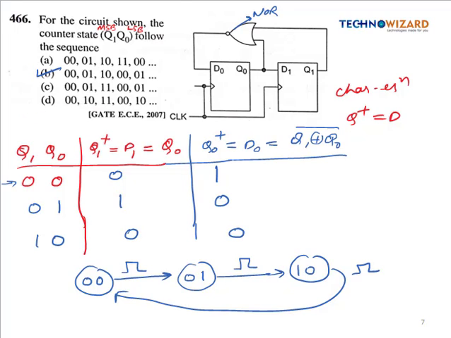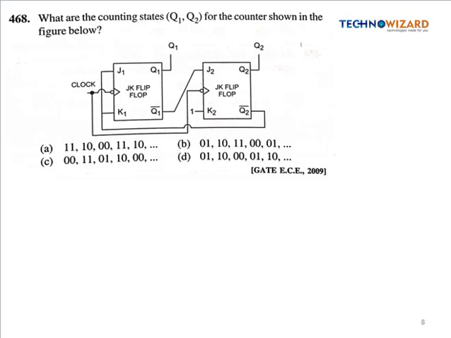Now the next question is also a similar question, but now only the flip-flop has changed. Earlier we used the D flip-flop, now in this question we are using the JK flip-flop. So what are the counting states Q1 Q2 for the counter shown below? This is the MSB because it is written on the left hand side, and this will be the LSB.